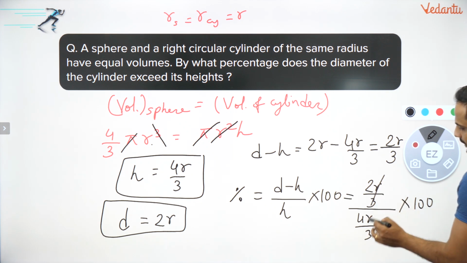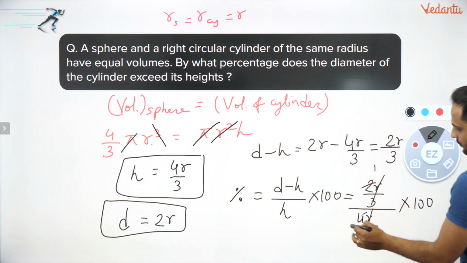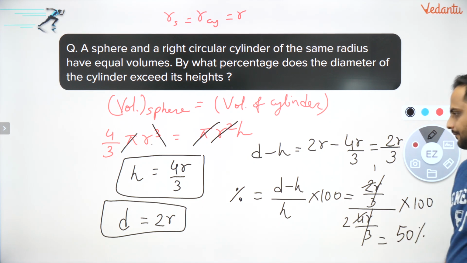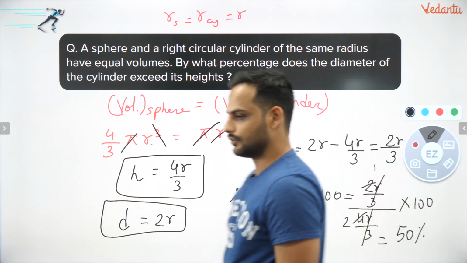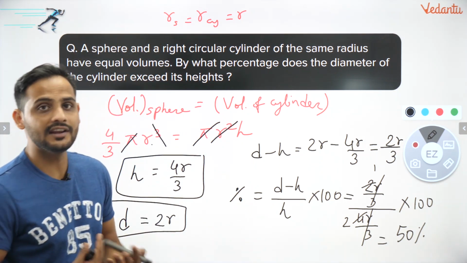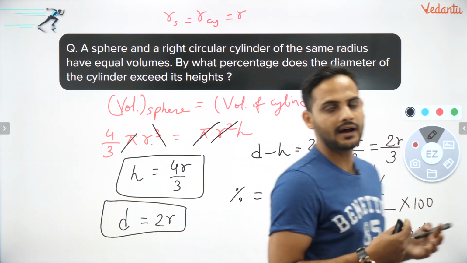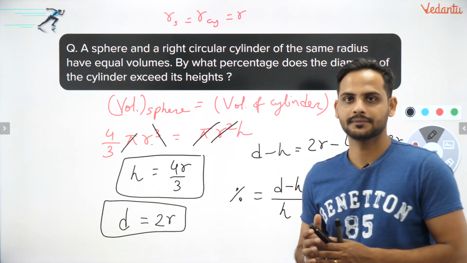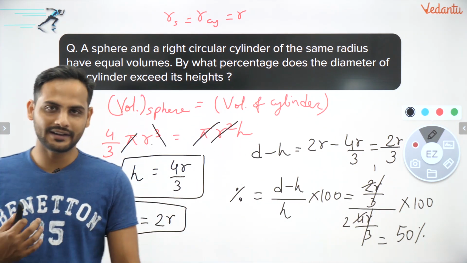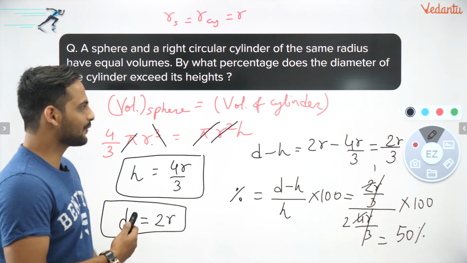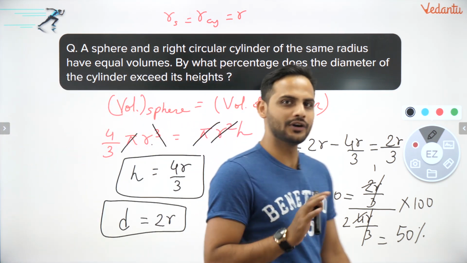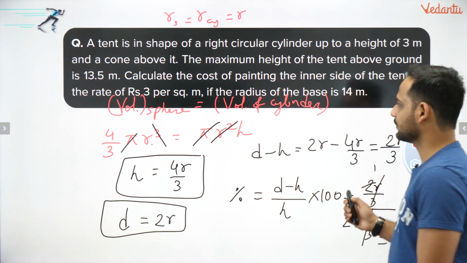Now see, r by 3 and r by 3 got cancelled. 2 1s are, 2 2s are. So you are getting 50%. So the diameter of the cylinder exceeds the height of the cylinder by 50%. Okay, this is how this can be solved. That is why I was telling you ki I like these kind of questions, less calculations but good concepts, right? Chalo, let's move to the next question.